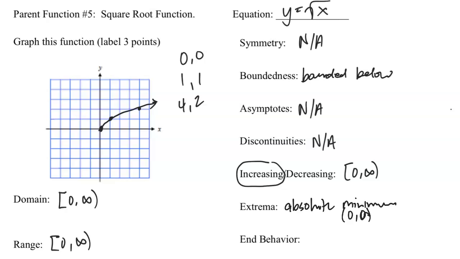Okay, and then finally, end behavior. The end behavior is going to be a little different here because the range is not negative infinity to infinity. And so let's look first at the limit as x approaches the right end of the graph, which would be infinity, of f of x. In that case, as x approaches infinity, the y values are getting larger. And so that limit is going to equal infinity.